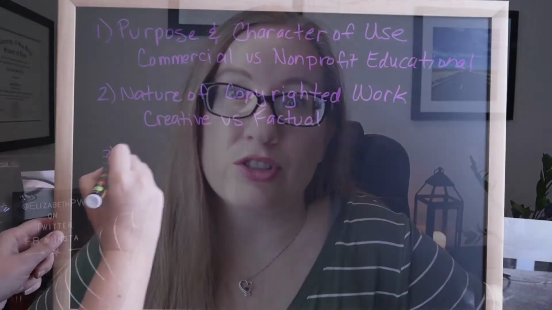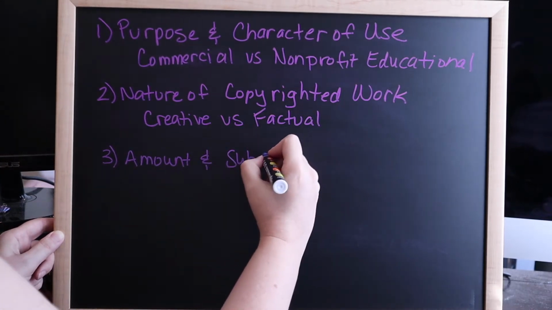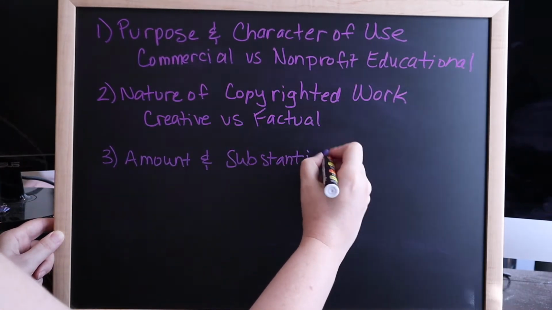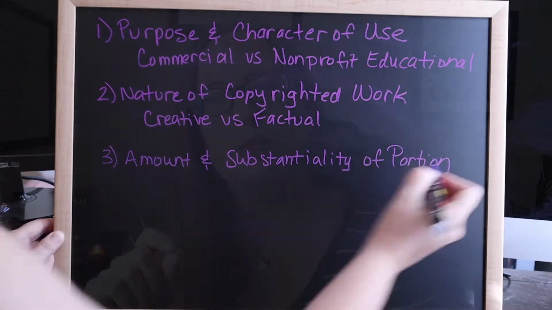The third factor is the amount and substantiality of the portion used. So this can be a real danger if the work is something where you can't really use just a piece of it. So let me give you an example. If you use a book and you just take a little quote out of that book, that's a very small amount of the overall entire work. Versus if you use someone's photograph, well, that's the entire work. You're using the whole entire thing.